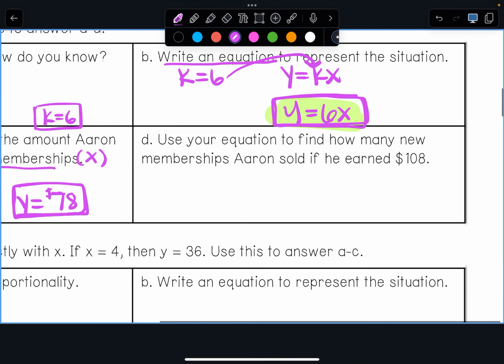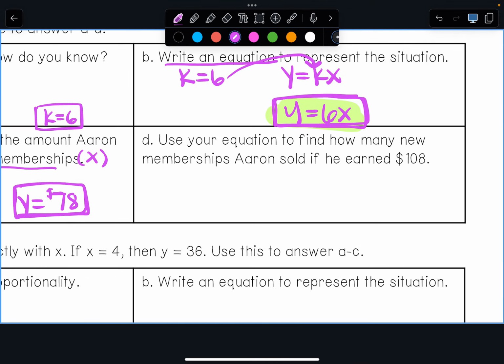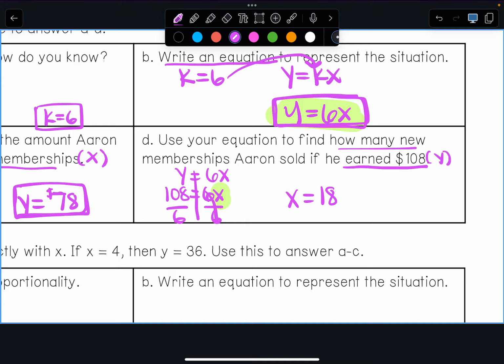Use the same equation to find how many new memberships were sold if he earned $108. Well, we know that dollars is a y value. So this time, instead of plugging in for X, I'm going to plug in for Y. So 108 equals 6X. And we solve for X. We already know that 6 and X are multiplied, so we divide by 6. And we get X equals 18. It says how many new memberships? 18 memberships.